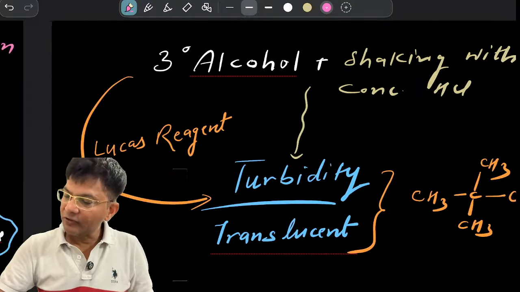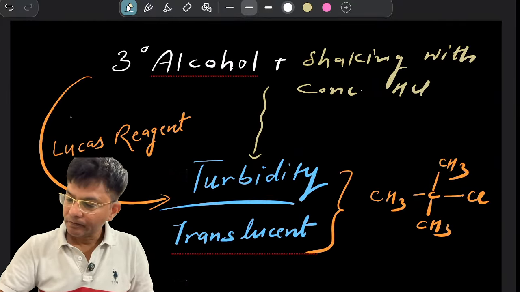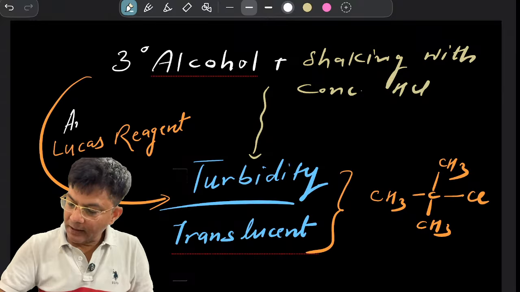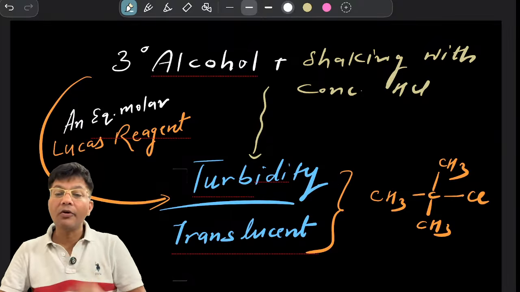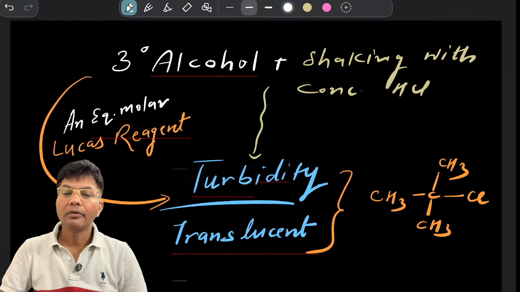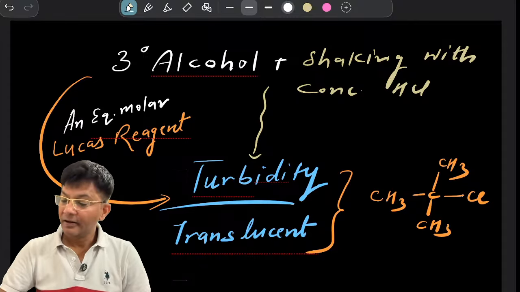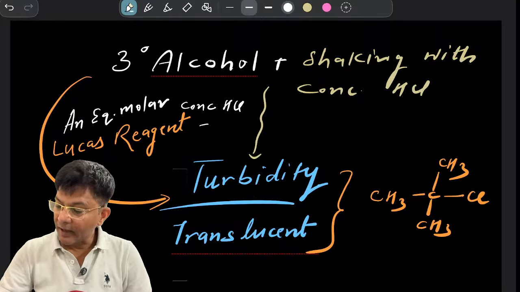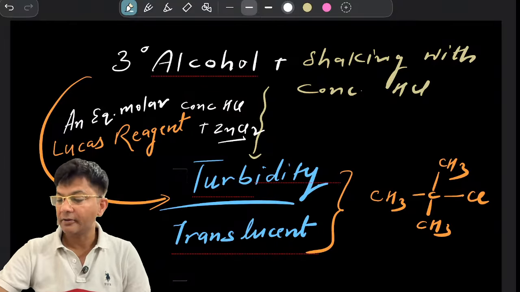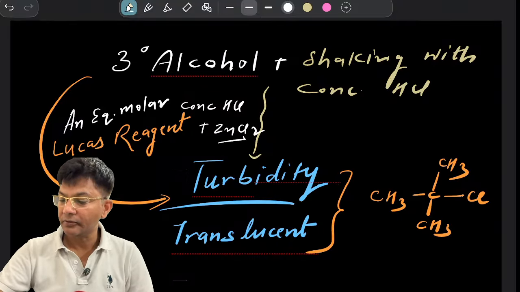So Lucas reagent is an equimolar solution of concentrated HCl plus anhydrous ZnCl2, right?